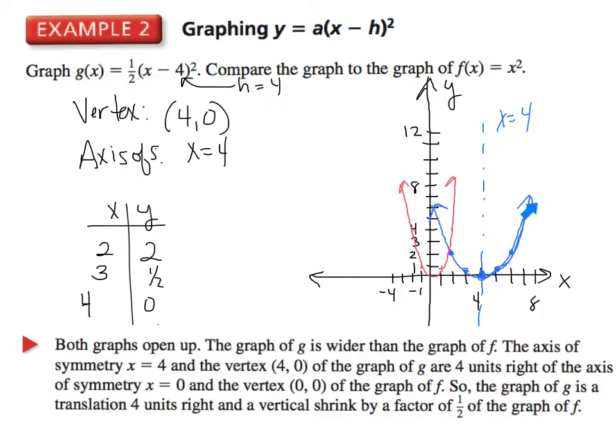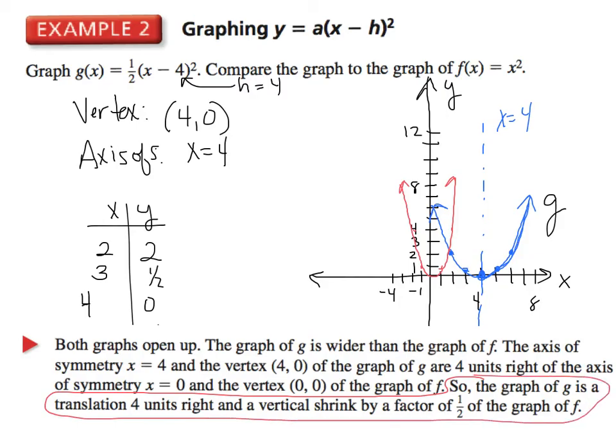Both graphs open up. The graph of g, which is ours, is wider than the graph of f, which was the parent function. The axis of symmetry, which is x equals 4, and the vertex is 4, 0, which means that it's been shifted 4 units to the right. So the graph of g is a translation 4 units right, and a vertical shrink. I will also accept a horizontal stretch by a factor of 1/2 of the graph of f. So this last statement is the most important.